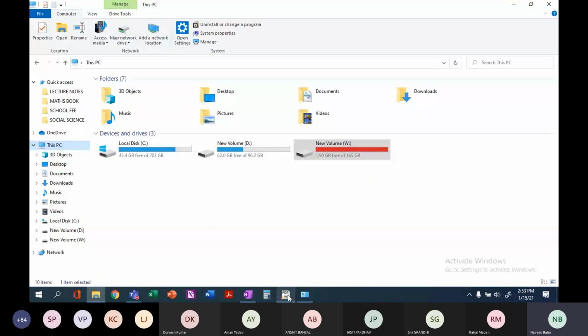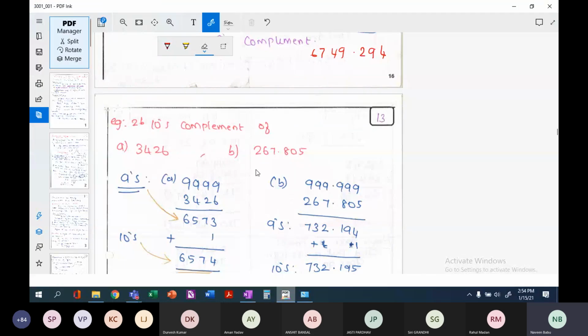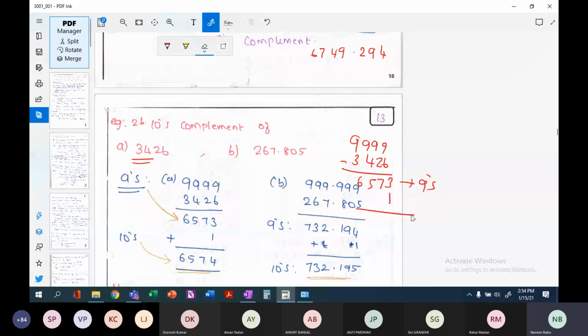I'll show you the solution here. I'm going to perform the 10's complement of 3426. First, what is the 9's complement of 3426? It is 9999 minus 3426. It is 6, 5, 7, and 3. 6573 is the 9's complement. And if you want to get the 10's complement, all you need to do is add 1 to it. So it is 6574. So this is your 10's complement.